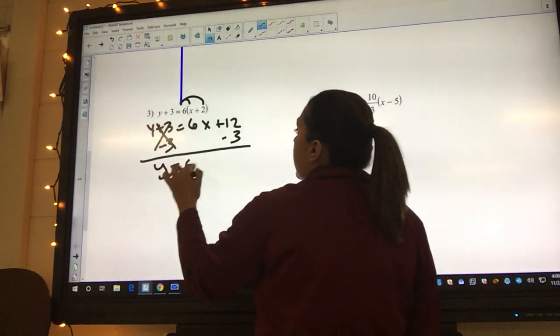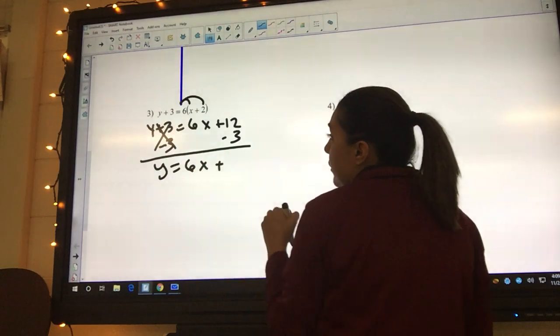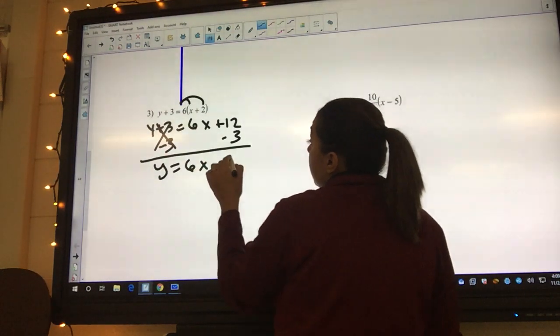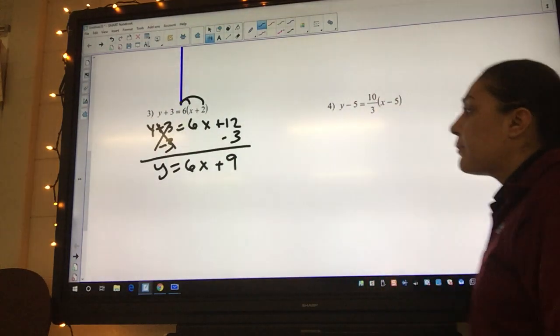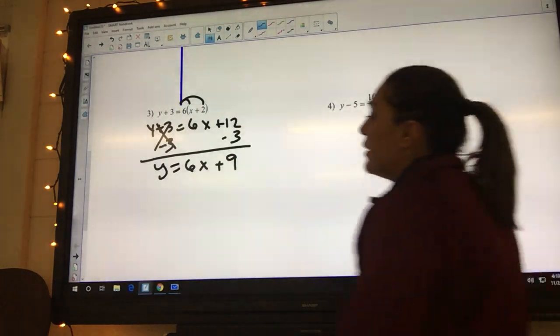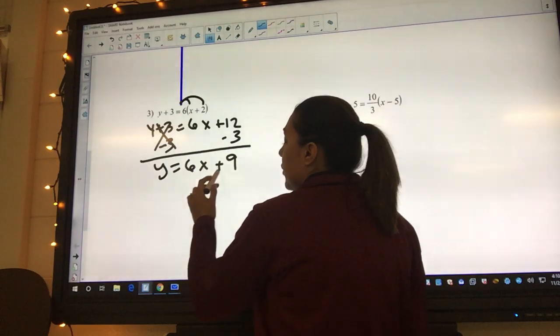So y equals 6x plus 9. Sorry, I couldn't think straight. Okay, and now it looks like it's in that form. y equals mx plus b.